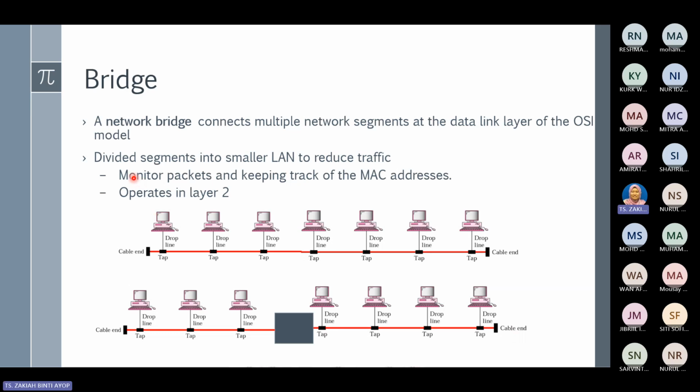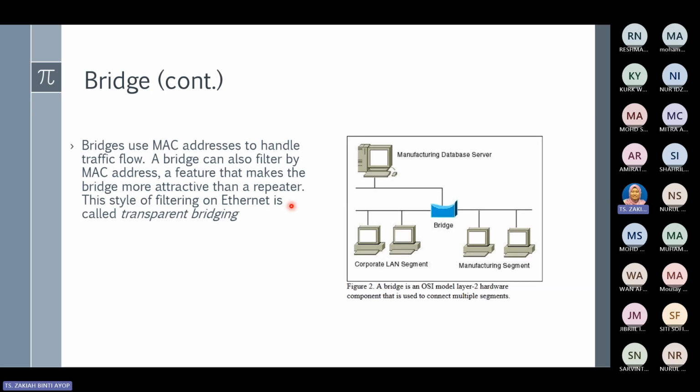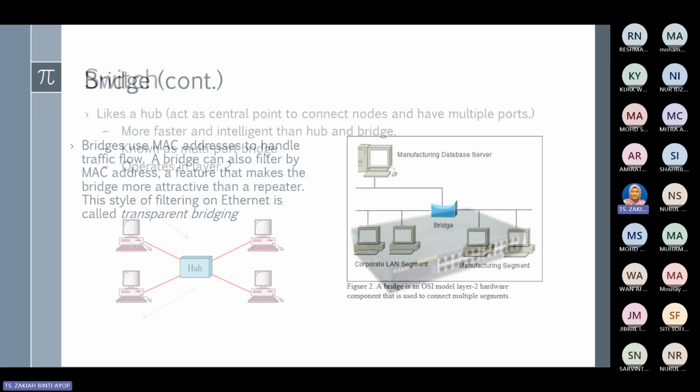So the bridge would monitor the packets and keep track of the MAC addresses. The bridge is under layer 2, so it uses MAC addresses to handle the traffic flow. A bridge can also filter by MAC address, a feature that makes the bridge more attractive than a repeater. This style of filtering on Ethernet is what we call transparent bridging.